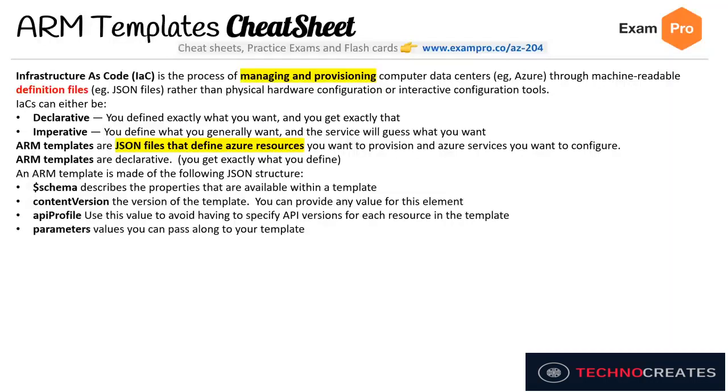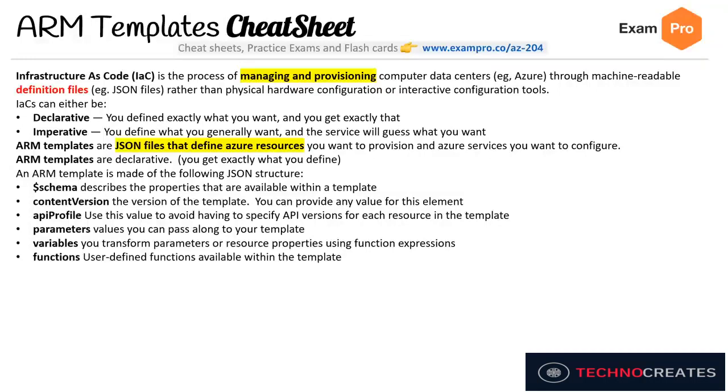Parameters are values you can pass along to your template. Variables are things you can transform, parameters or resource properties, using functions and expressions. I didn't include it in the cheat sheet, but there are a bunch of variations on variables and functions, but I think that's practical skills you should just grab. We don't want this in a cheat sheet. Functions are user-defined functions available within the template. There are so many functions, it wasn't even worth pulling some out and putting them here.